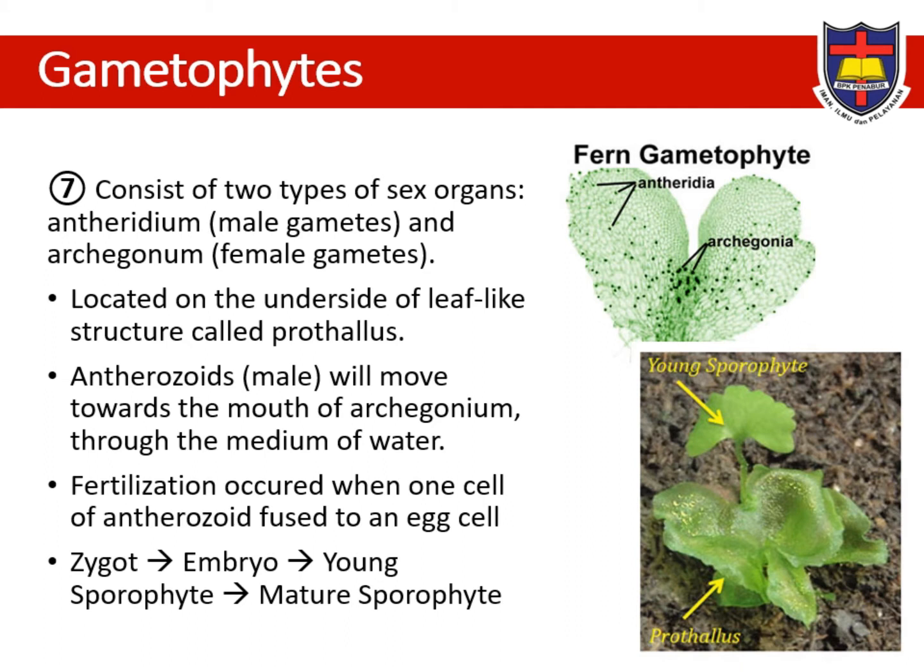Anthrazoids from the male will move towards the mouth of the archegonium through the medium of water. Fertilization occurs when one cell of anthrazoid fuses with an egg cell. Later, the fusion of these cells will form a zygote, then an embryo. An embryo will develop into a young sporophyte until it reaches the mature sporophyte stage.